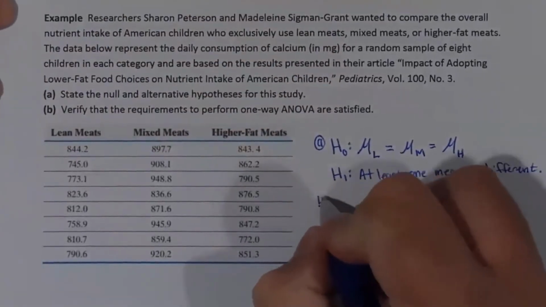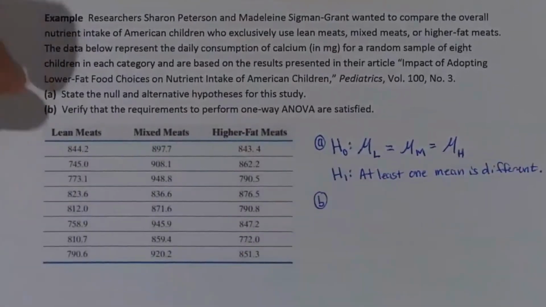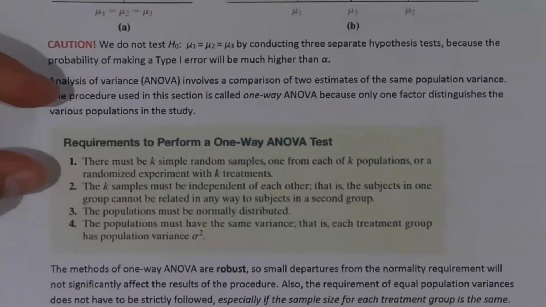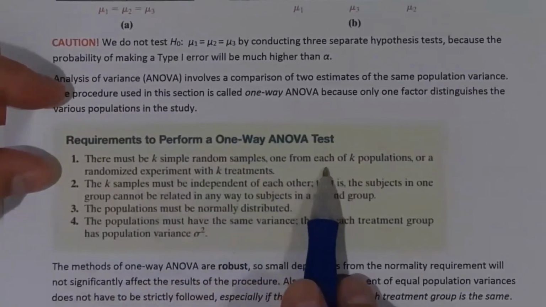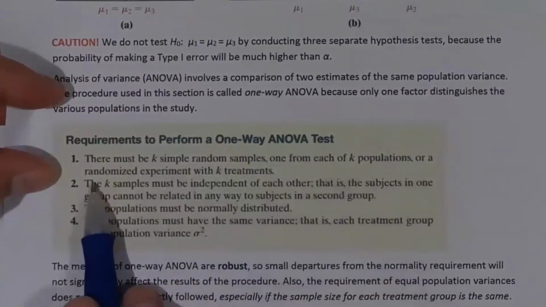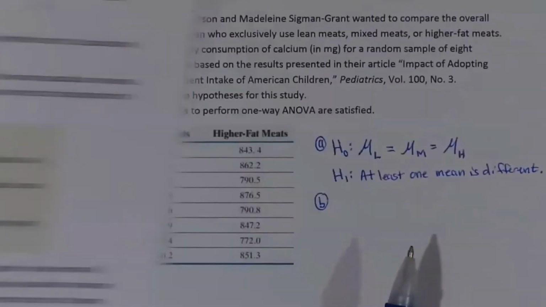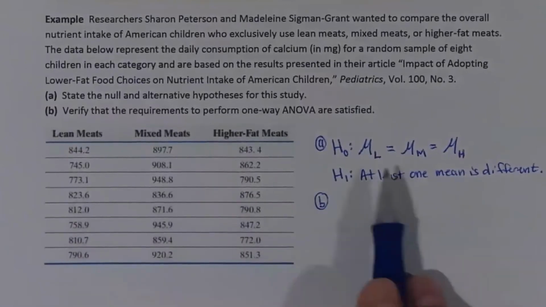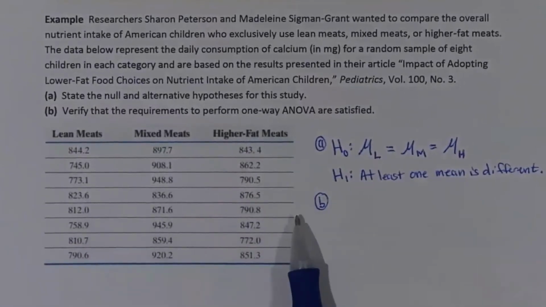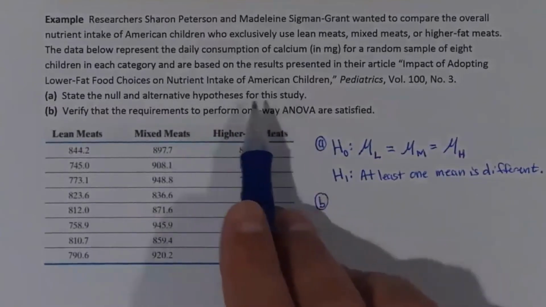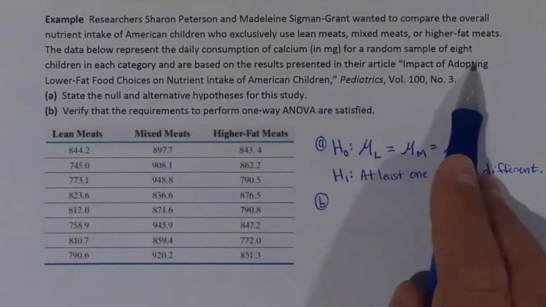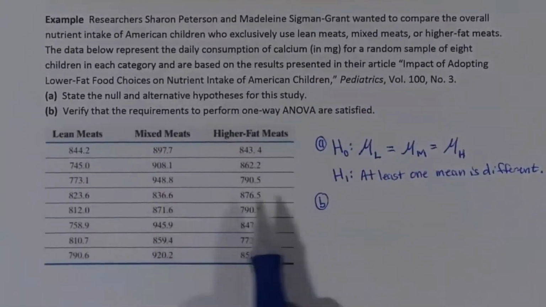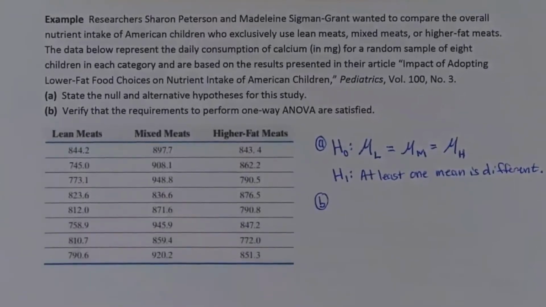Question B. Verify that the requirements to perform one-way ANOVA are satisfied. If I bring back in our conditions: 1, there must be K simple random samples from the K populations, or a randomized experiment with K treatments. In this particular case, we have 3 populations, and so we have 3 samples that are randomly selected. The data below represent the consumption of calcium for a random sample of 8 children from each category. So these were randomly selected, and we do have randomness.